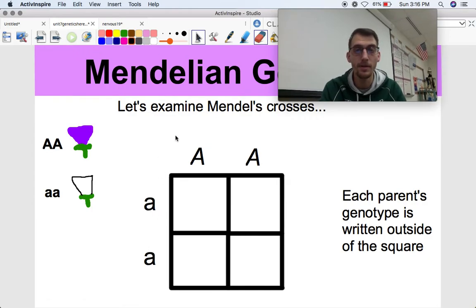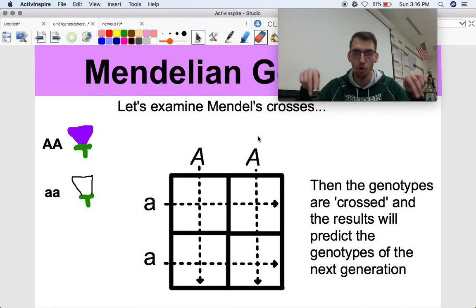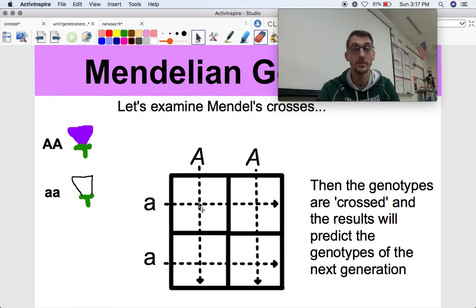If we put them on a Punnett square, the next step is to cross those genotypes. Okay, so we're going to bring this capital A down to this box and this box, bring that capital A down to this box and this box, use that column, and then we'll bring over each of the recessive a's into the two rows. And then what we'll get from that are four different genotypes, four different pairs of alleles.